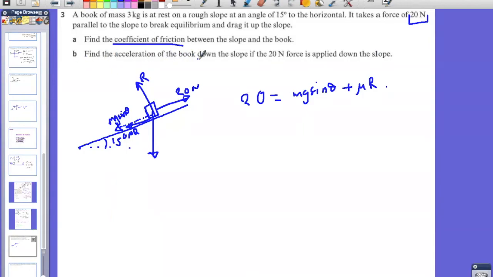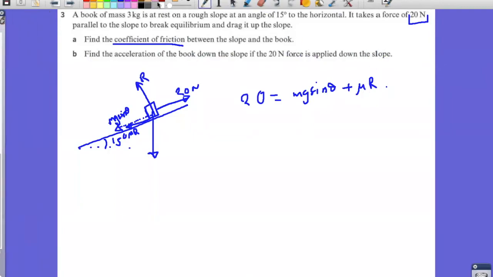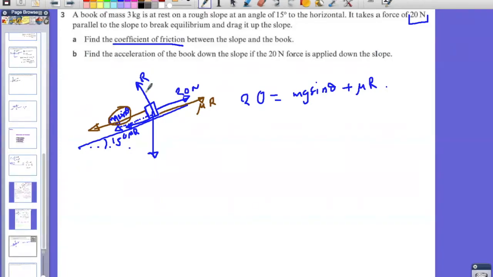Find the acceleration of the block down the slope if the 20 newton force is applied downward instead. Now, when the 20 newton force is applied downwards instead, this force remains. Mg sine theta stays downwards, but now the frictional force is upwards, and that friction is still mu R. And then the object accelerates down.